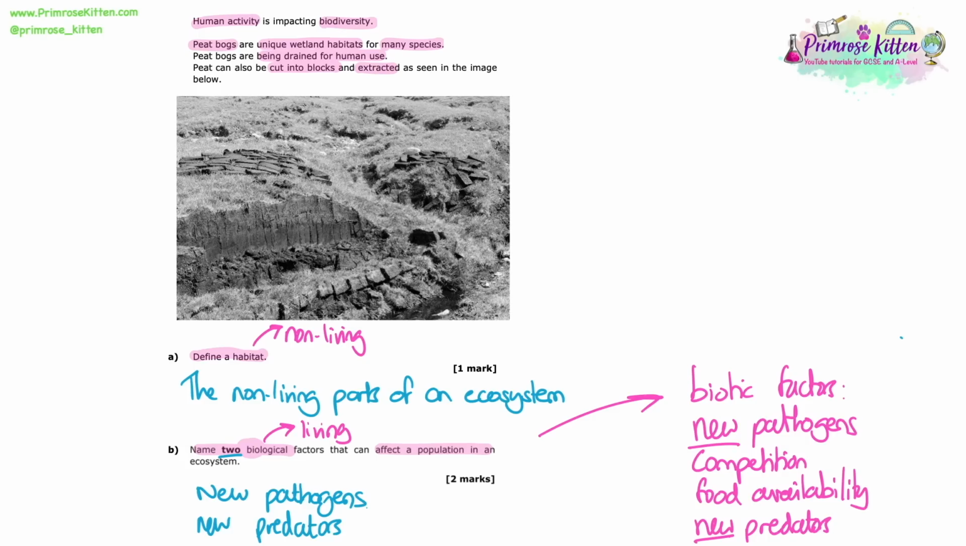But there will be just pathogens that they're resistant to and they've evolved with and that don't affect the numbers greatly. And there'll be predators that they've evolved with that are in the food chain or the food web and that don't affect the numbers greatly, as long as the numbers are in balance. So just making sure we've got that word new in front of those if we are talking about a biotic factor that has a drastic change to the number of the population.